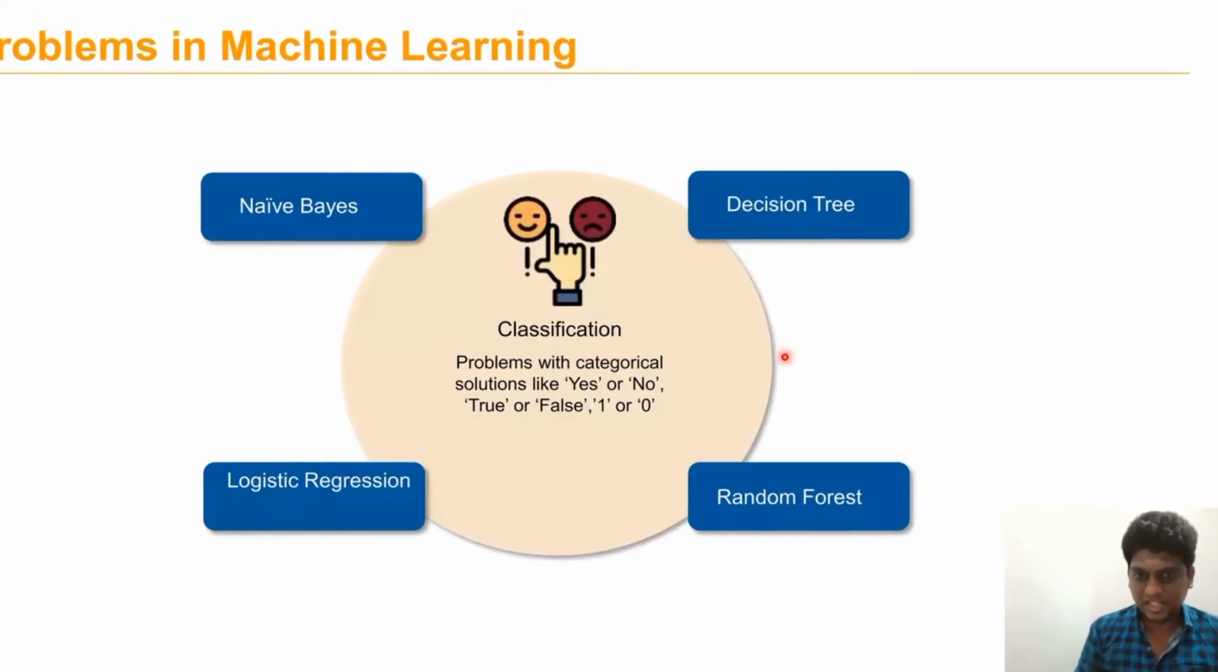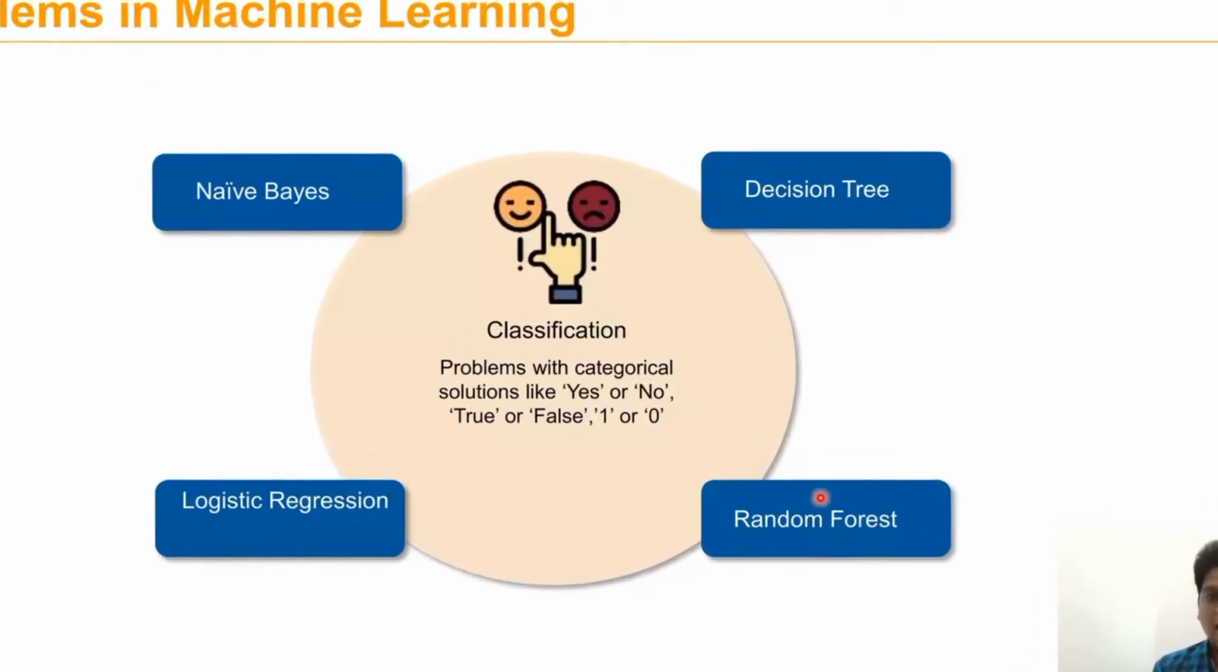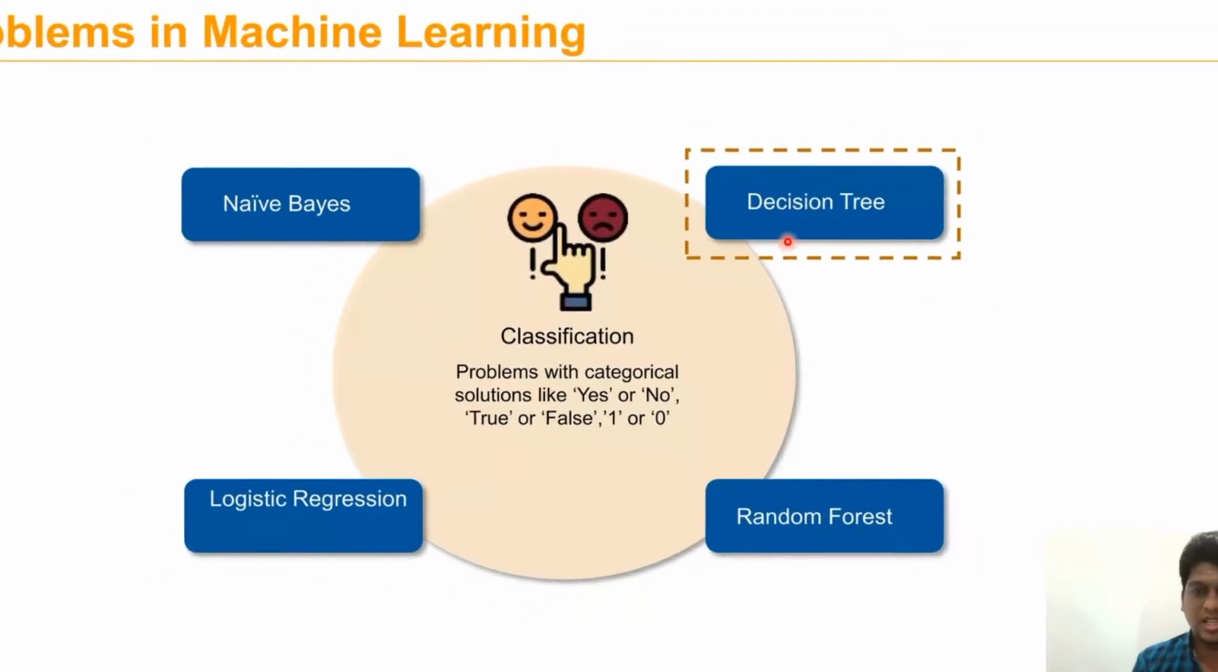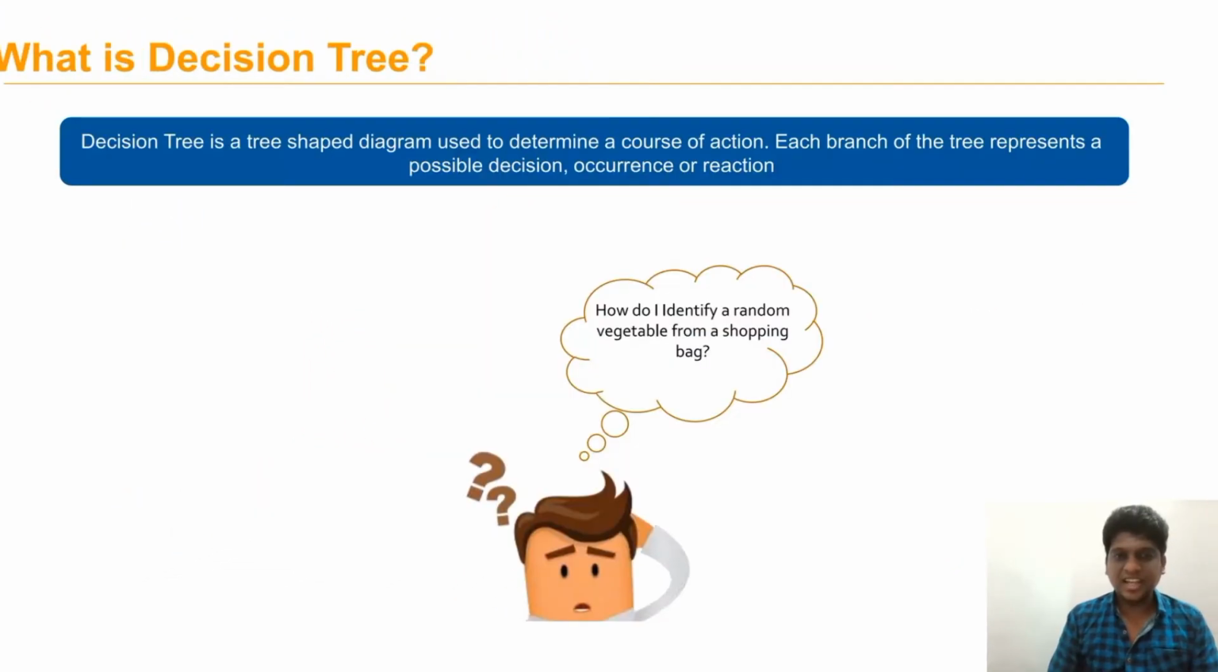Classification algorithms in machine learning are decision tree, random forest, which is an advanced version of the decision tree, logistic regression, and fourth, the naive Bayes algorithm. How does a decision tree work? A decision tree is a tree-shaped diagram that helps to predict the data with the help of a root node, a decision node, and a leaf node.